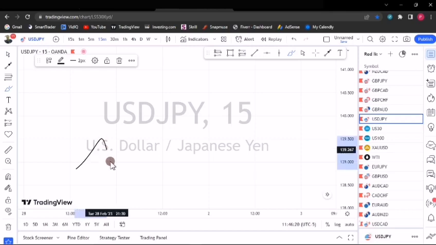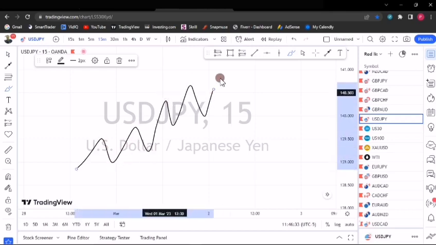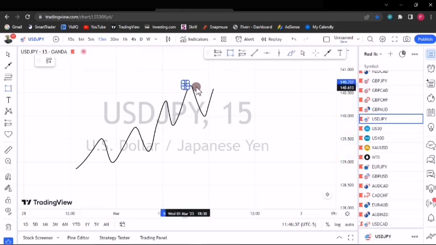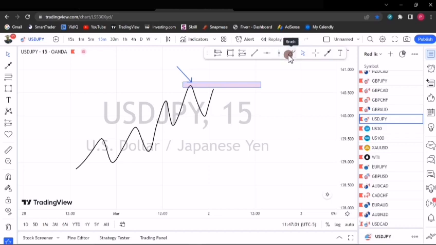Let's say price is on an uptrend. On an uptrend, you first identify the highest point, and the highest point in this trend is this. If this is the highest point, where did it begin? Where did it start from? And that highest point started from this point right here.